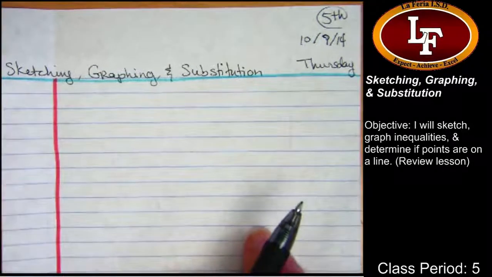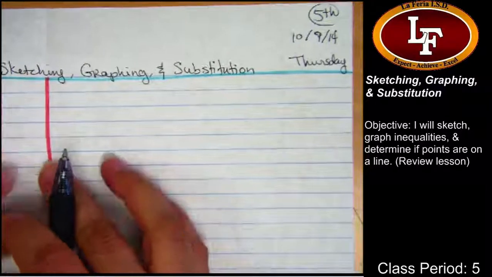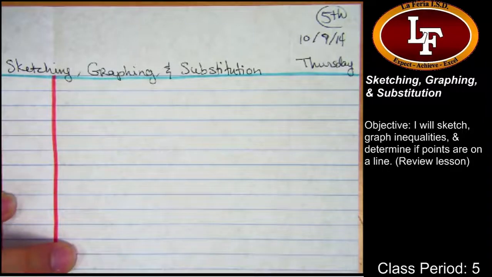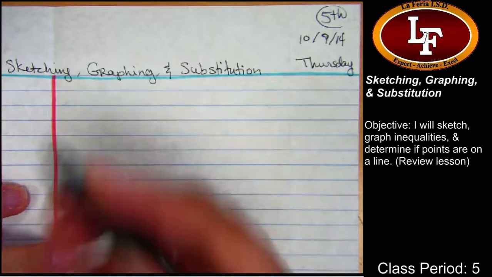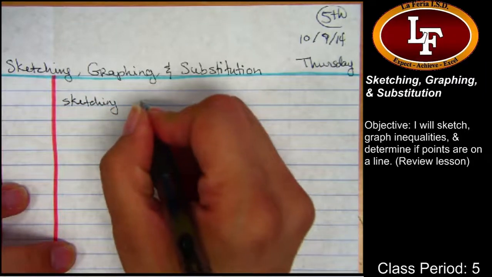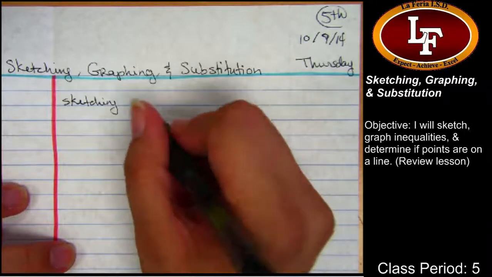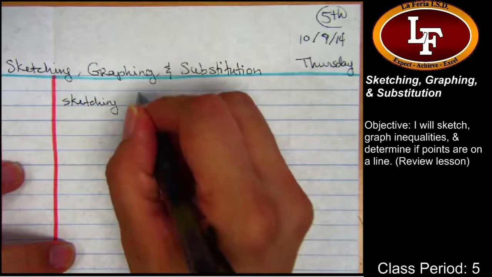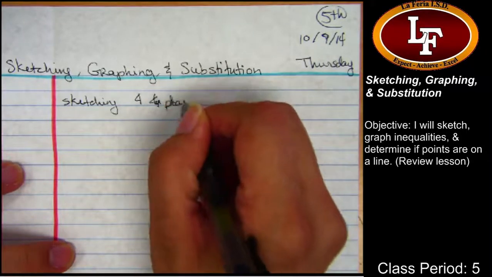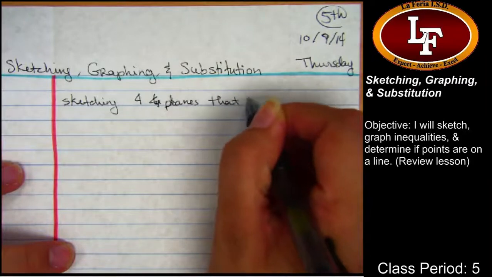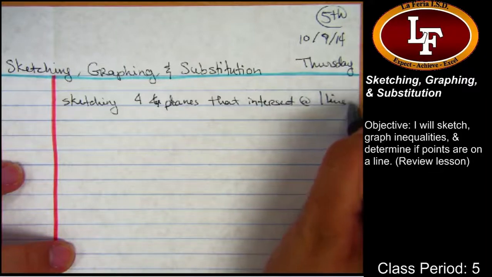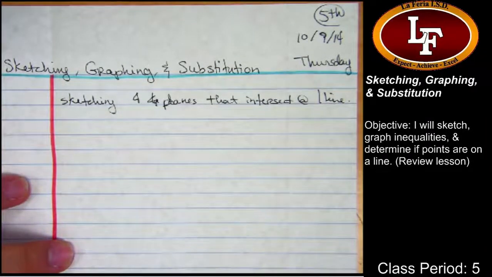All right. So one of the concerns that I noticed in walking around was sketching some things, and in particular, sketching planes that are intersecting. Okay, I know that one of the ones that was giving some trouble was 3, so so I don't give you the answer, I'm gonna put 4. So we're gonna sketch 4 planes that intersect at one line. Okay, so that's what we're gonna try to get done.